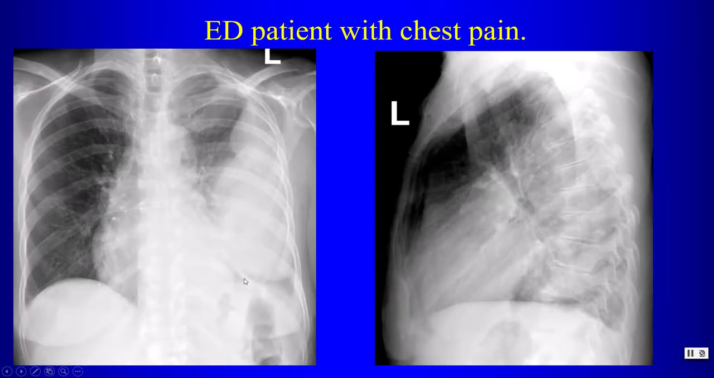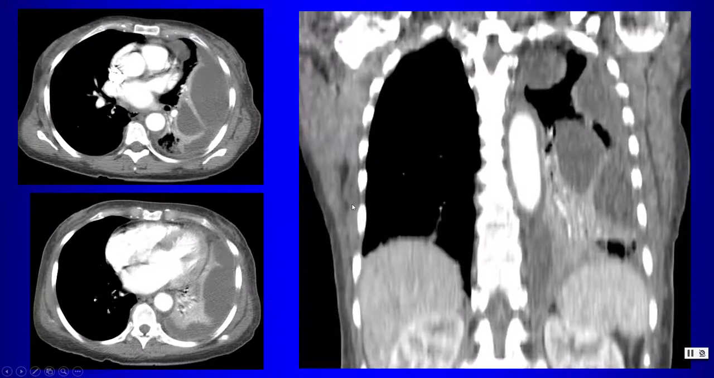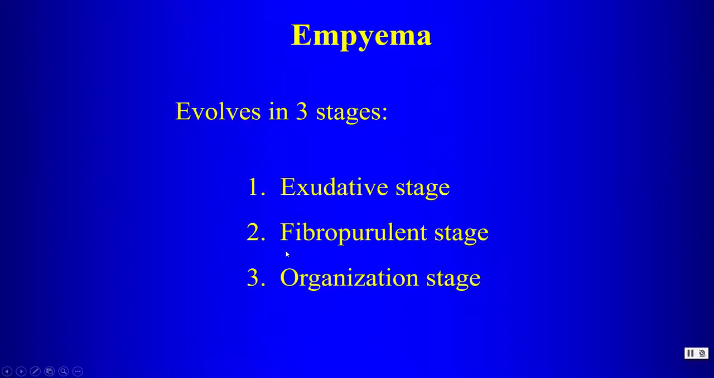Here's a patient who presents to the emergency room with chest pain, has this lobulated opacity here on the left side. There's no history of trauma. First thing we need to consider here is a loculated pleural effusion, and what would cause something like that? Well, we need to worry about empyema. In a case like this, on the CT scan, we see this loculated pleural fluid. We see some pleural thickening with some slight pleural enhancement here. So here we would be concerned about empyema.